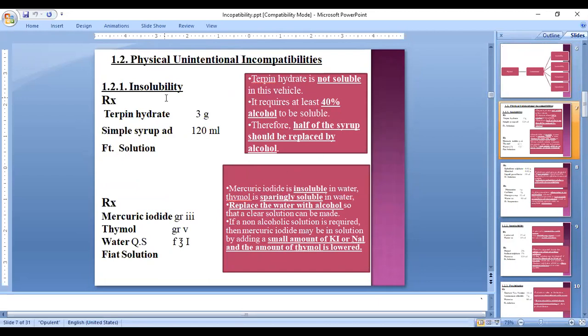Okay, insolubility, as the prescription of thiazide hydrate in simple syrup where it's insoluble. To form a solution, you have to replace half of the vehicle with alcohol. Mercaptan and thymol in water where they are completely insoluble and a solution is required. Then you have either to use a complete alcohol as a vehicle or to use potassium iodide and sodium iodide to form polyiodide complex, which is water soluble, and to reduce the amount of thymol.